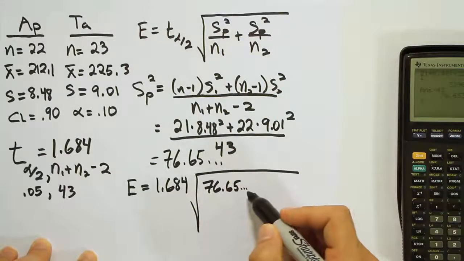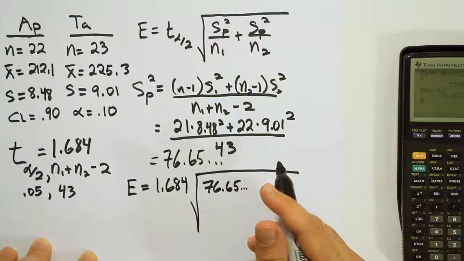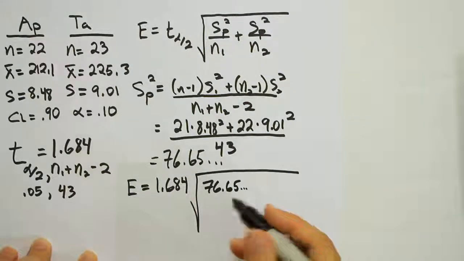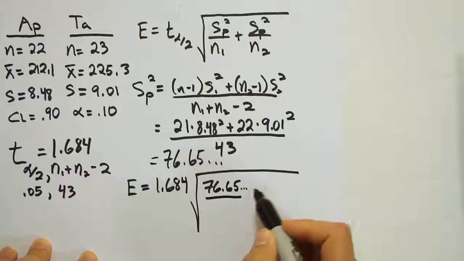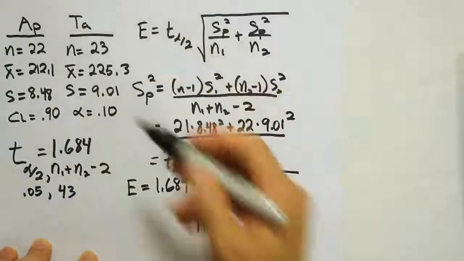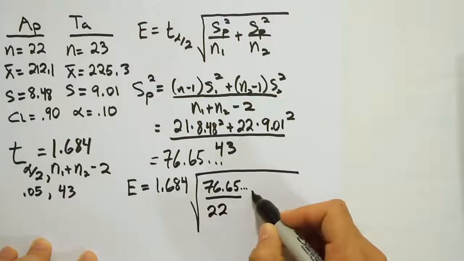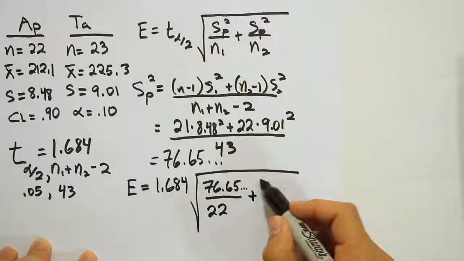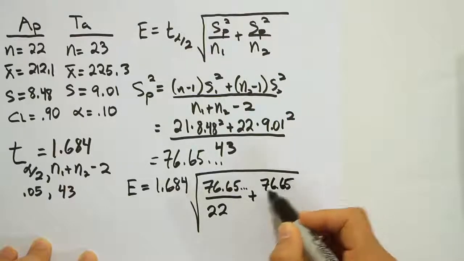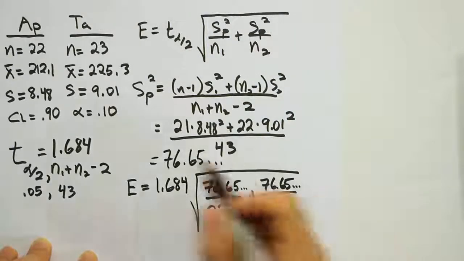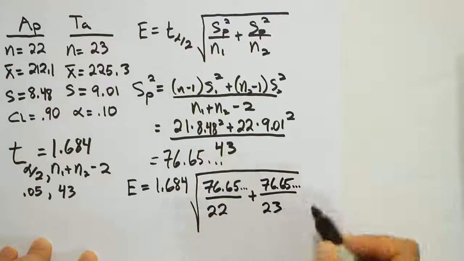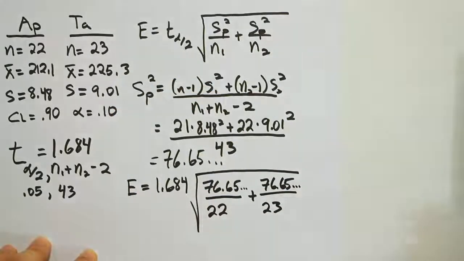So I'm going to store that in my calculator so we can use it directly, right? So I'm just going to write... But of course, when I put it in the calculator, I'll be putting the full value in. The sample size is 22 plus this value again, so 76.65... divided by the sample size 23. Okay, so let's work that out and see what we get.